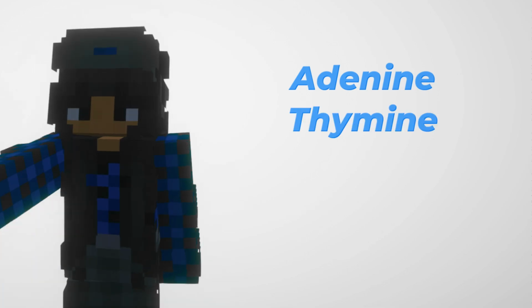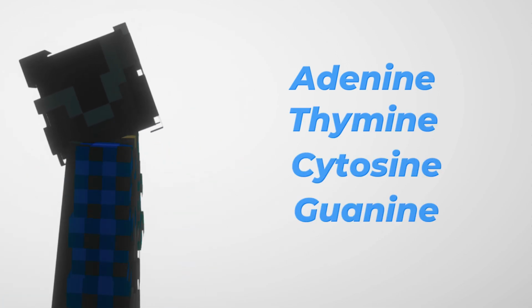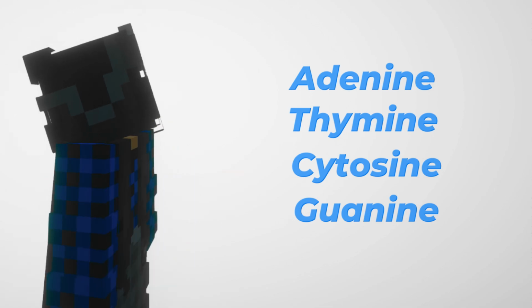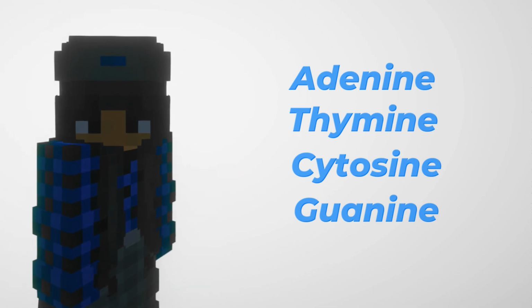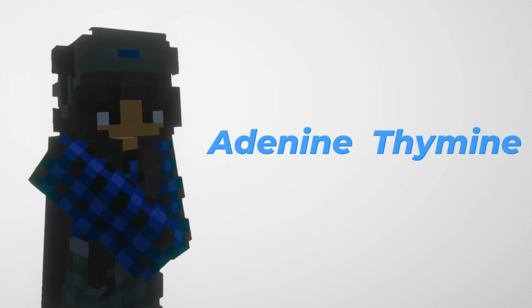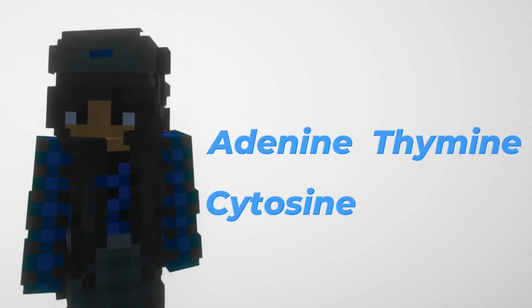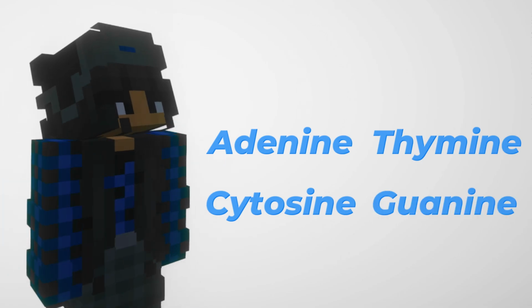The four bases of DNA. The four nitrogenous bases are adenine, thymine, cytosine, and guanine. These bases always pair up in a specific way. Now, adenine always pairs with thymine, A with T, and cytosine always pairs with guanine, C to G.